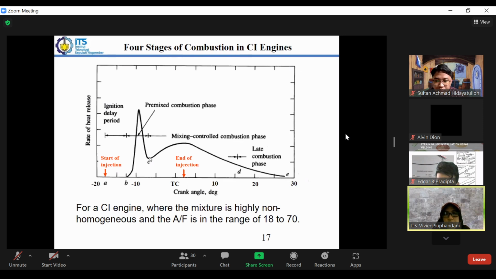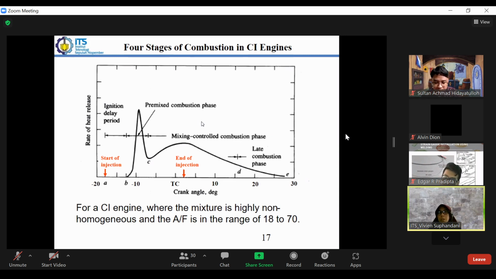Here is the end of the injection, which can be at the top dead center or a little bit after it. Here is where we can control, for example, by controlling the flow rate of the fuel and also the timing. This will change this phase, but the premix phase cannot be controlled. After the mixing control combustion phase we have the late combustion phase.